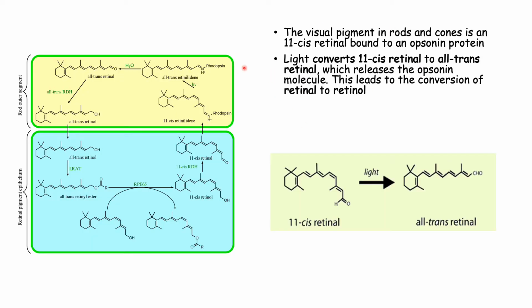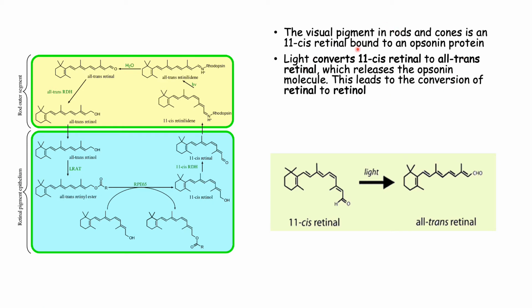Now, let's talk about the physiology of the eye and also the microanatomy a bit later on. So, the visual pigment in rods and cones, which are both cells in the eyes, is an 11-cis retinal bound to an opsin protein.